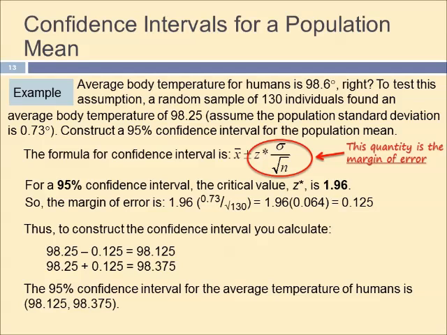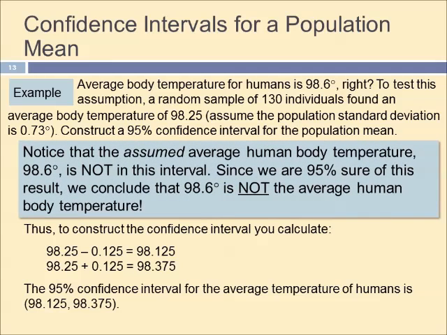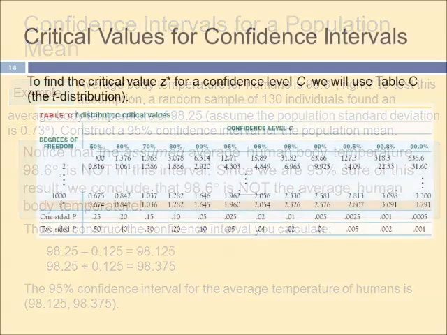Notice 98.6 is not in there, is it? So we are 95% sure of this result. So we conclude that 98.6 is not the average body temperature as we thought. This sample gives us a significant amount of evidence that the true average body temperature is somewhere between 98.125 and 98.375, not 98.6. Oops.